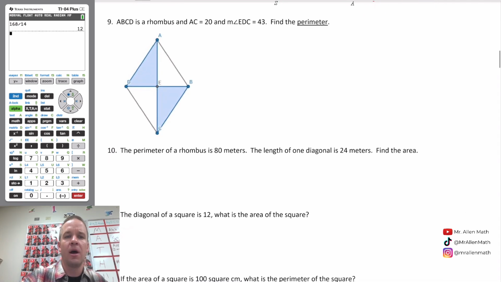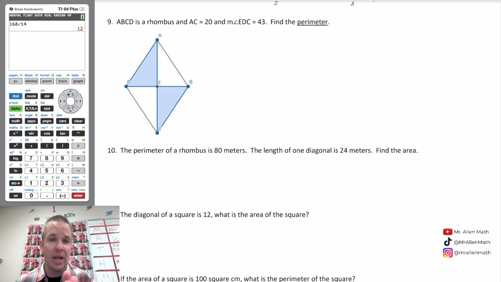That's okay though. All right, number 9. We have ABCD is a rhombus, and AC equals 20. And the measure of angle EDC equals 43. Find the perimeter. Okay, in a rhombus, we got a whole lot of information, right? Diagonals are perpendicular bisectors of each other, right? All the sides are congruent. Dope. And that would help us with the perimeter.